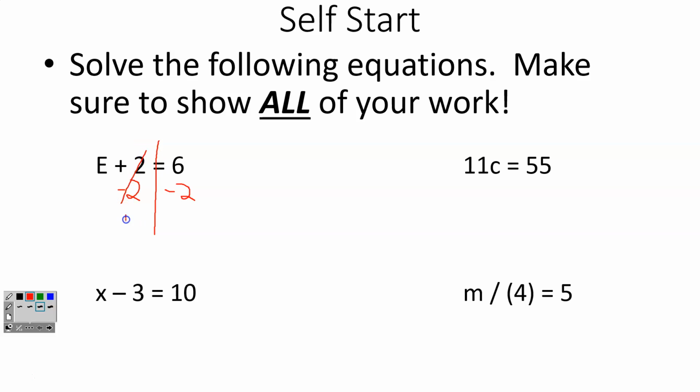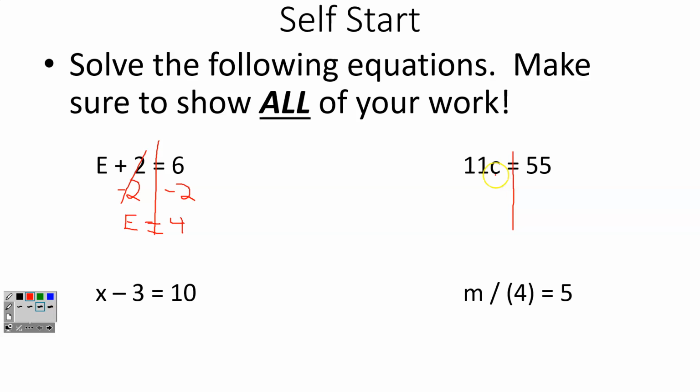So those cancel out. Last thing, I have to put my answer as the variable equals my answer. So 6 minus 2 would give me an answer of 4. So then my answer would be e equals 4. And over here, step 1, draw fence.